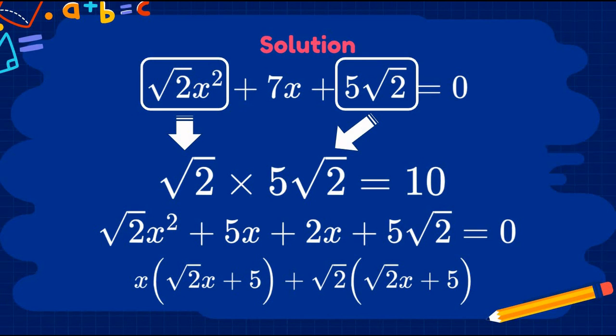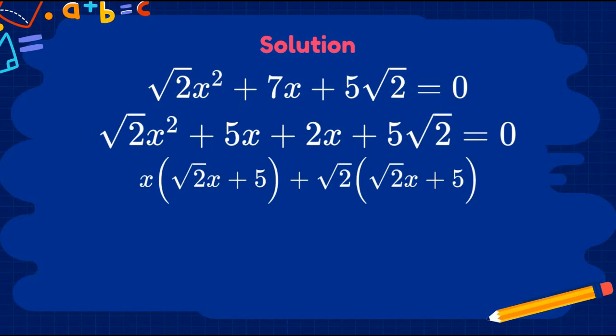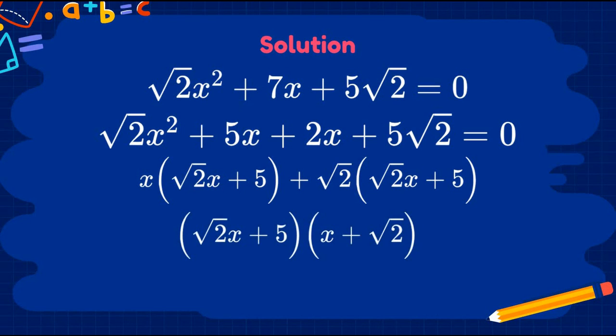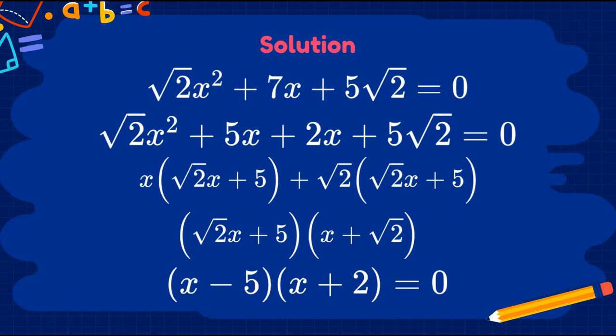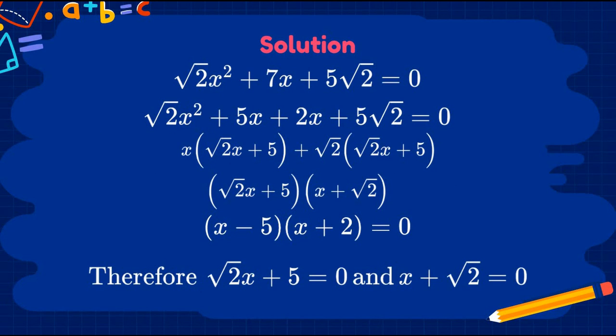So now, as I've said, we'll take these terms common. If we take root 2x plus 5 as common, we are going to get x plus root 2 in another bracket. So first bracket root 2x plus 5 and another bracket x plus root 2. So basically, the roots of this equation root 2x square plus 7x plus 5 root 2 is equal to 0 are the values of x for which root 2x plus 5 into x plus root 2 would be equal to 0. Therefore, root 2x plus 5 is equal to 0 and x plus root 2 is equal to 0, as in the beginning we had the entire equation equal to 0.